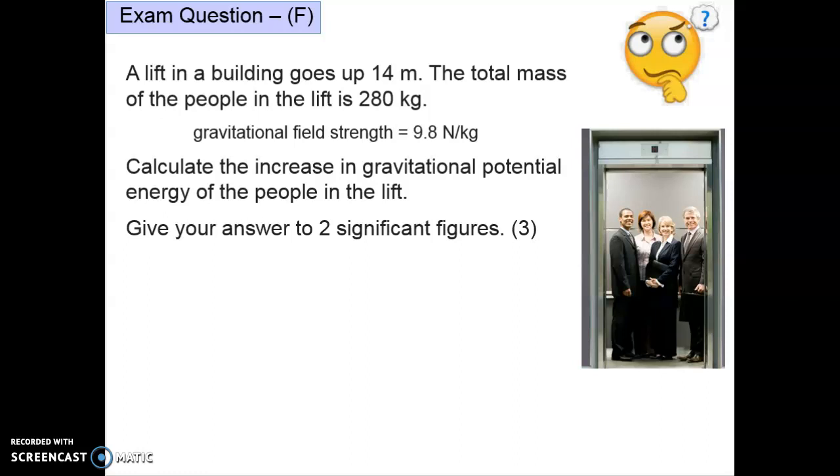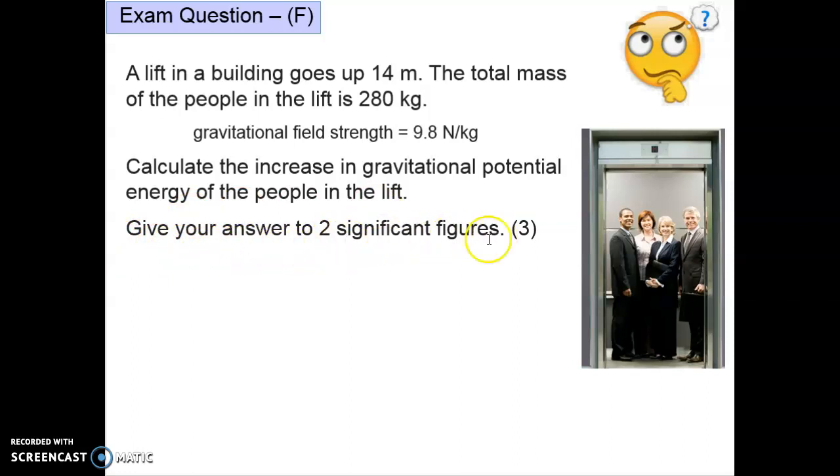All right, so here's the foundation question. A lift in a building goes up 14 metres. Total mass of the people in the lift is 280 kilograms. Now this time it's told us that our gravitational field strength is 9.8 newtons per kilogram, so that's the value we're going to use. Calculate the increase in gravitational potential energy of the people in the lift. Give your answer to two significant figures.